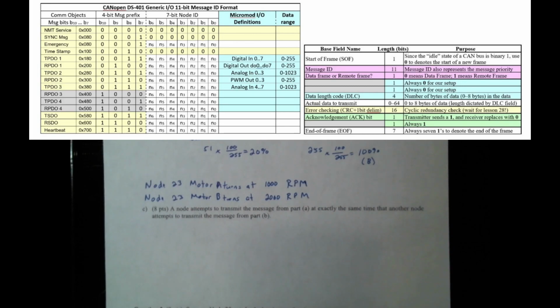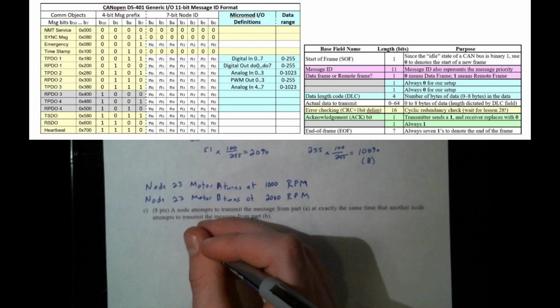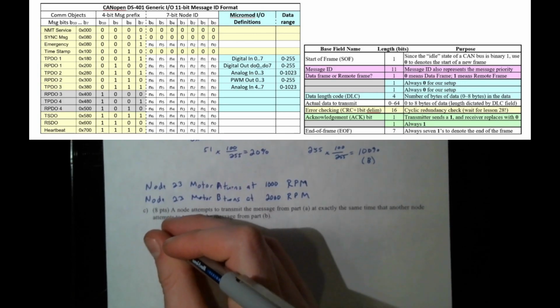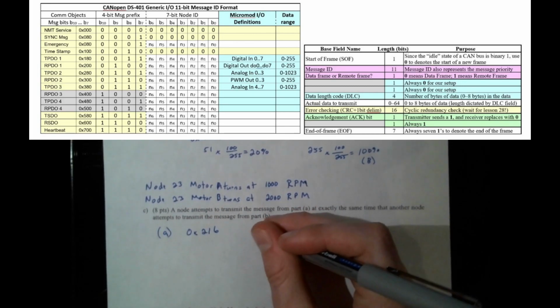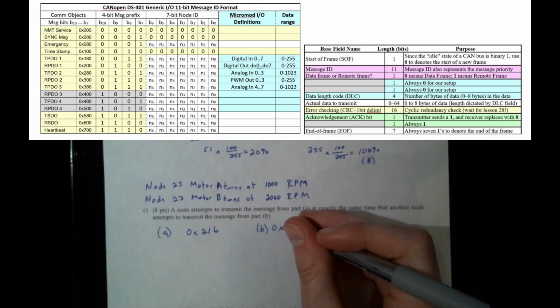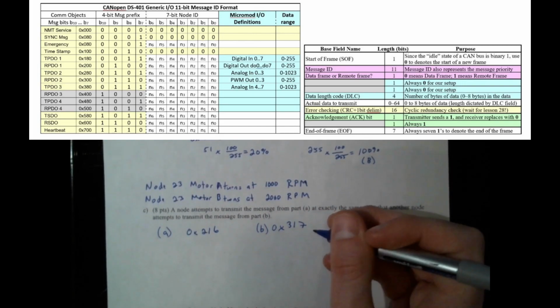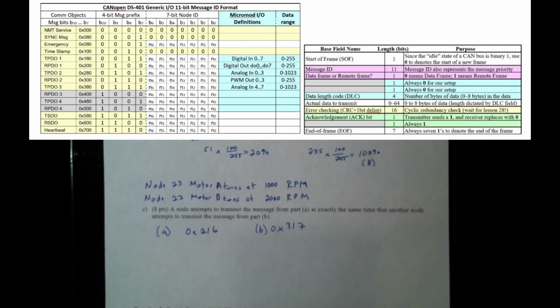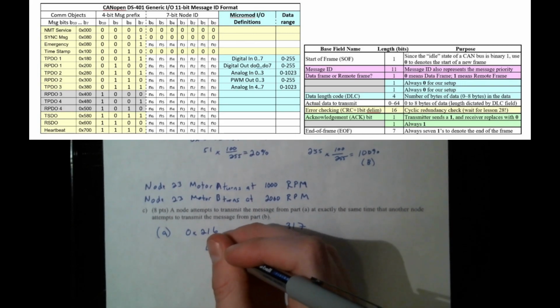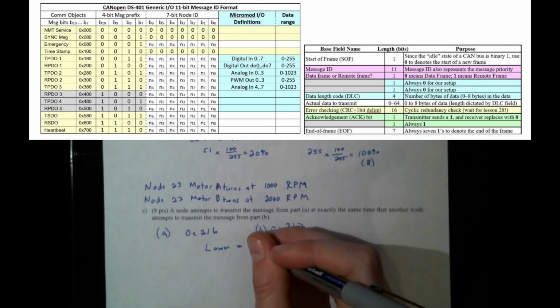And this is really just a which one is going to win. So we've got part A's message is 0x216, and B is 0x317, and we're trying to decide which one of these is going to win. And so we know based on what CAN does is that arbitration goes with the node or the message prefix first, and then the node ID second. And in both of those cases, lower equals higher priority.